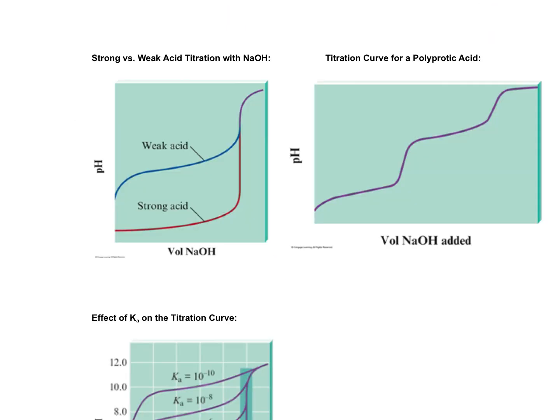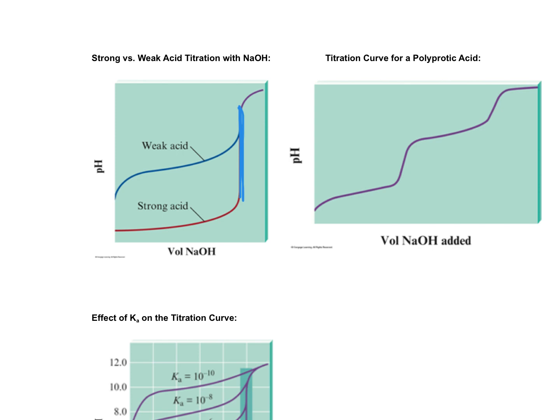And finally, just a few other things about titration curves. We were looking at some characteristics of the graphs. The first one looks at a strong acid versus a weak acid when it is titrated with a strong base like sodium hydroxide. So we looked at the vertical part of the strong acid, strong base graph. You definitely do see that there. You're not going to see that as much with a weak acid.